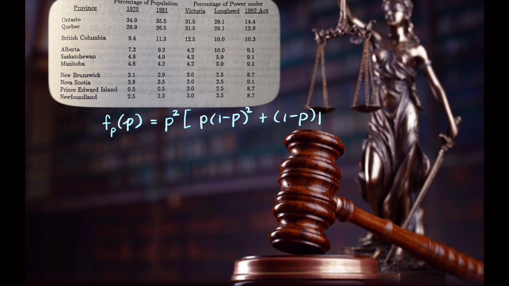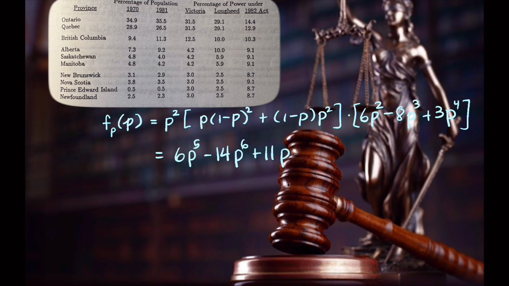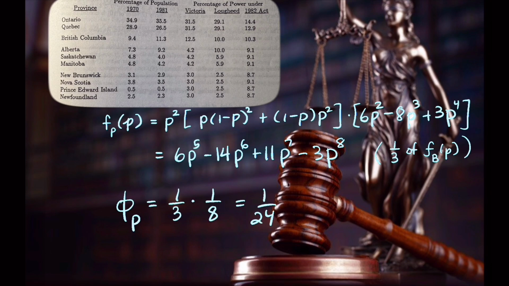Now if I want to do the probability for a prairie province win, each of them commanding the same amount of votes, here we get their probability polynomial, which appears to be 1/3 of the polynomial for British Columbia. And thus we get 0.0417, which is about 4.2%. And that matches what the prairie provinces have in their power under the Victoria scheme.